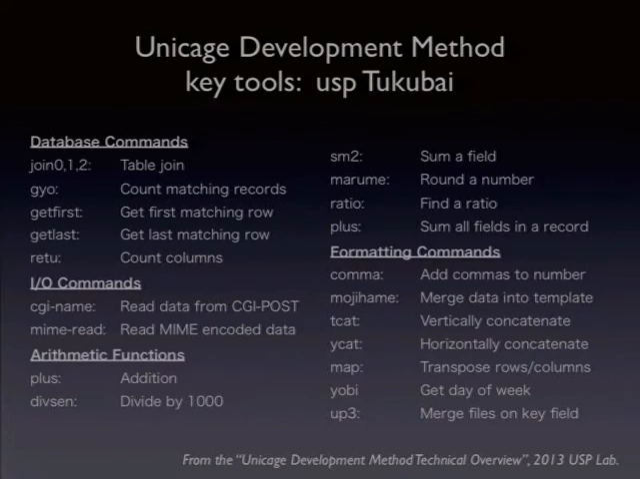And this is a table of Unicage commands. USP Tukubai has many Japanese-named commands because their business is in Japan. And they are preparing an English version of USP Tukubai now. I guess the English version will become familiar to you.